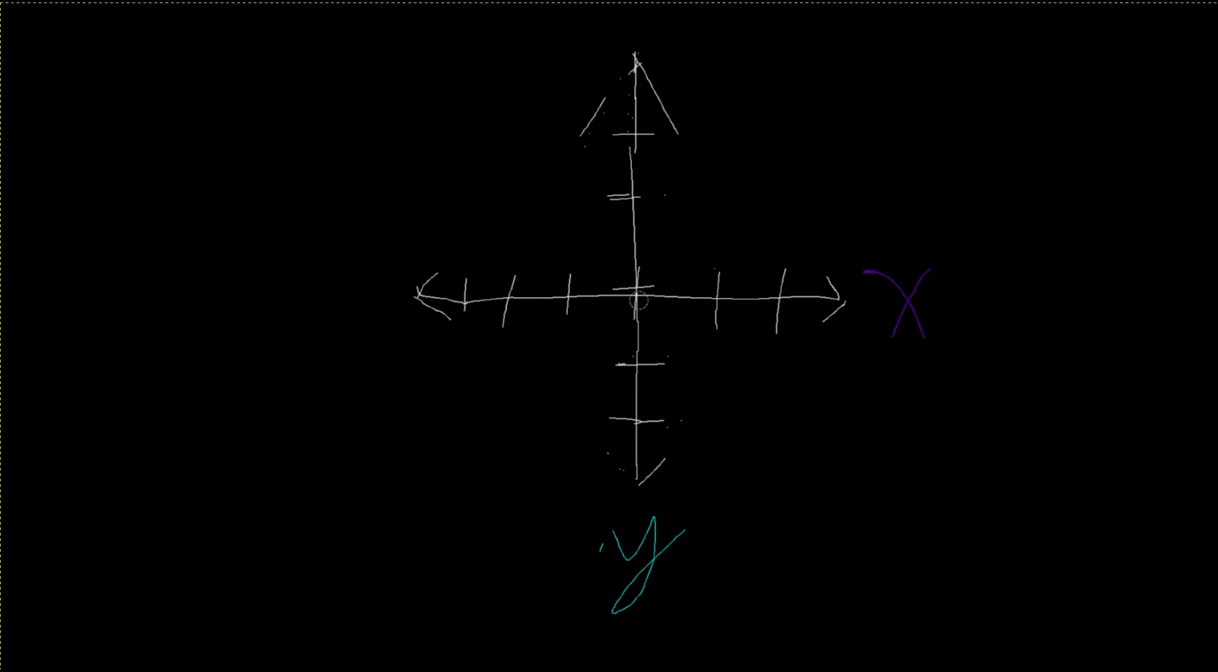All right, so where our horizontal axis and our vertical axis intersect, so where the x-axis and the y-axis intersect, is called our origin. So right here, smack dab in the middle, this is what we call our origin.